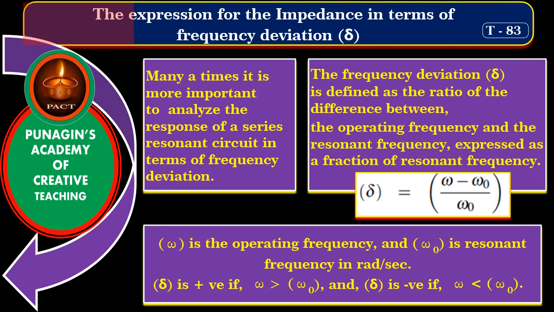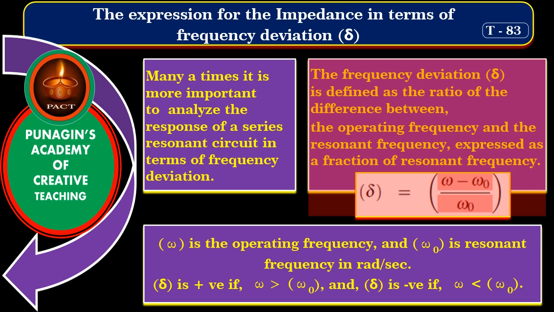Friends, finally, we shall derive the expression for the impedance in terms of frequency deviation delta. Many a times, it is more important to analyze the response of a series resonant circuit in terms of frequency deviation. Frequency deviation delta is defined as the ratio of the difference between the operating frequencies and the resonant frequency expressed as a fraction of resonant frequency.